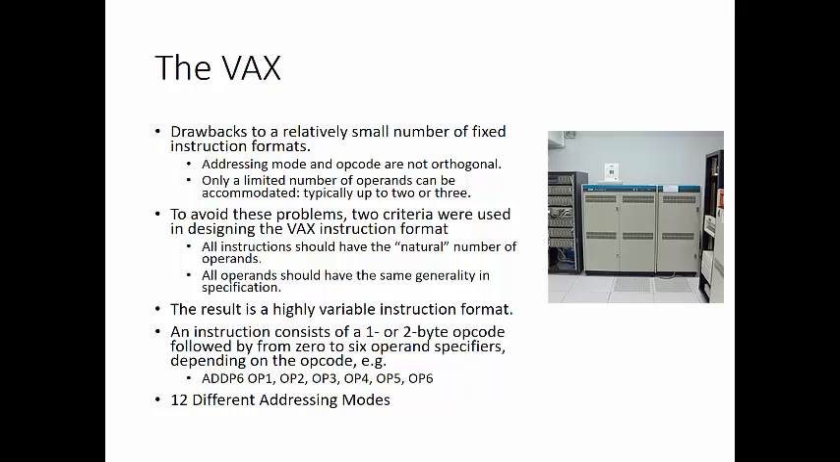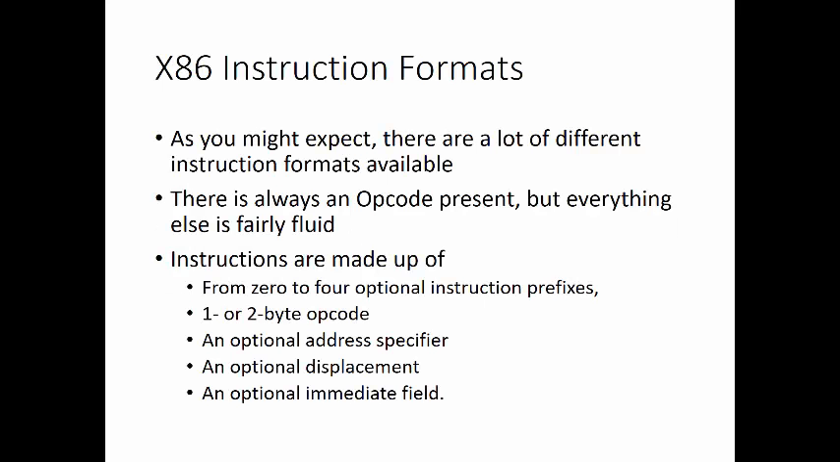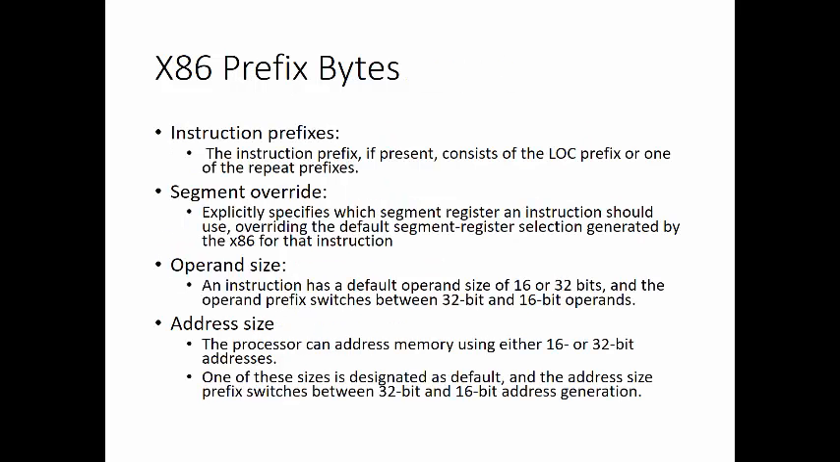So let's look at the x86 and ARM instruction formats, and this corresponds to chapter 13.4 of the text. As you might guess, the x86 instruction format has a lot of different options that are available to you. There's always an opcode present, that's a good thing, but everything else is fairly fluid. Instructions are made up of 0 to 4 optional instruction prefixes, a 1 or 2 byte opcode, an optional address specifier, an optional displacement, and an optional immediate field. So let's take a look at some of these prefix bytes.